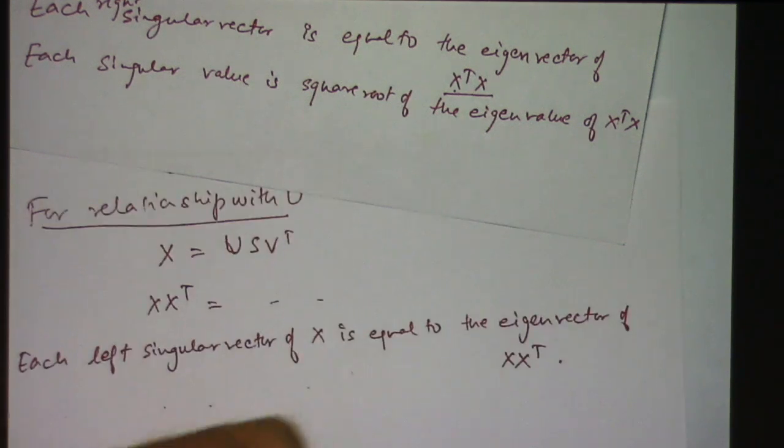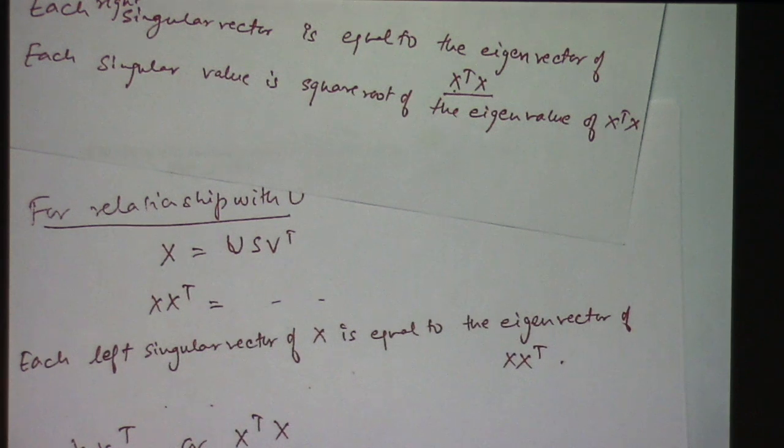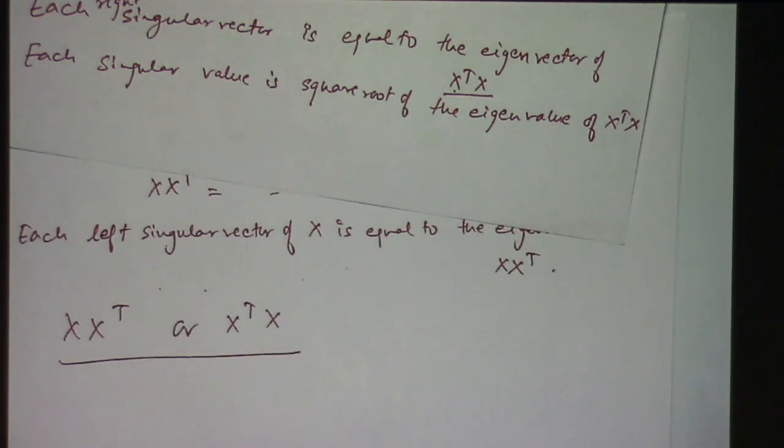But if you do X transpose X and X X transpose, and you do eigenvalue decomposition of these, you will get different eigenvectors, but the eigenvalues will be the same. That's easy to show. All right, any questions so far?